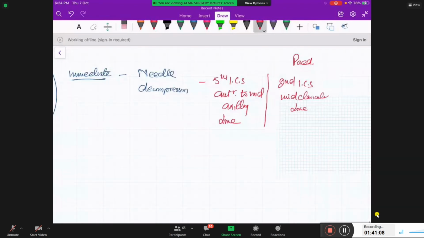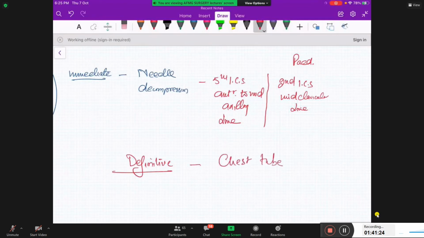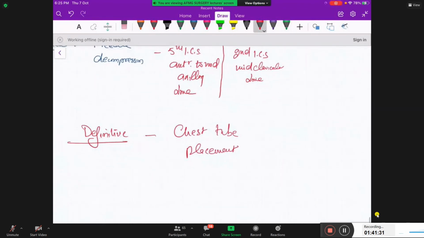Second intercostal space, mid-clavicular line. But the definitive treatment here is chest tube placement. And where are you going to put a chest tube? Same. Fifth intercostal space, very good.